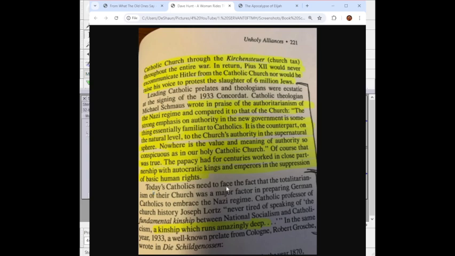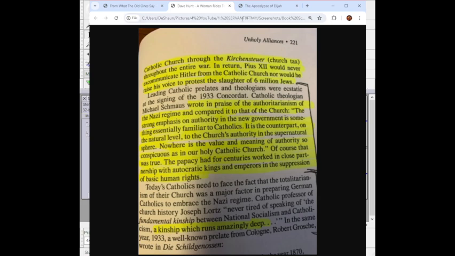Today, Catholics need to face the fact that the totalitarianism of their church was a major factor in preparing German Catholics to embrace the Nazi regime. Catholic professor of church history Joseph Lortz never tired of speaking of the fundamental kinship between National Socialism and Catholicism, a kinship which runs amazingly deep.